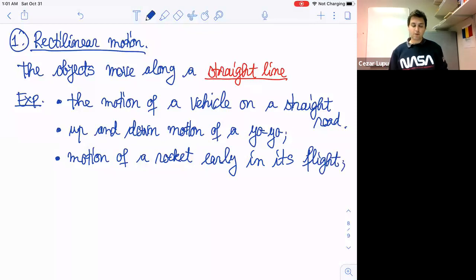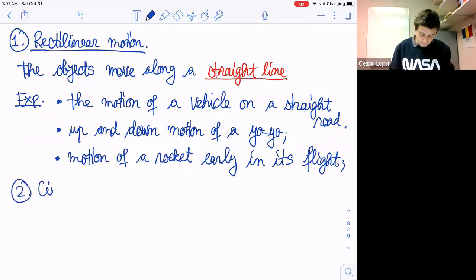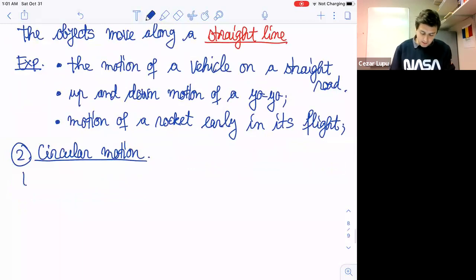Okay. So these are three examples, and I'm sure you can come up with other examples as well of rectilinear motions. And now let's see some other. So let's talk about circular motion.